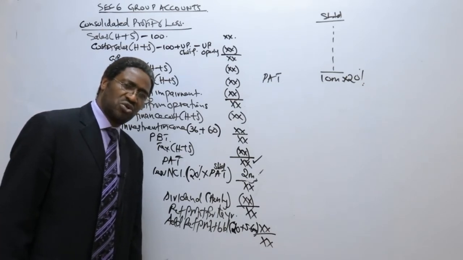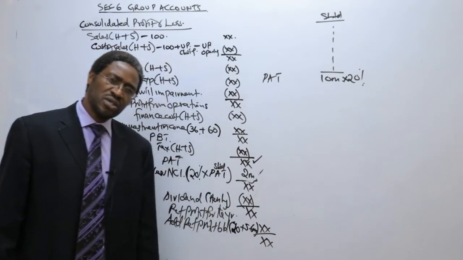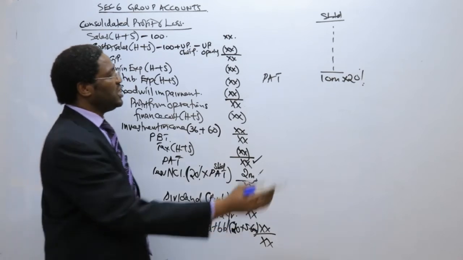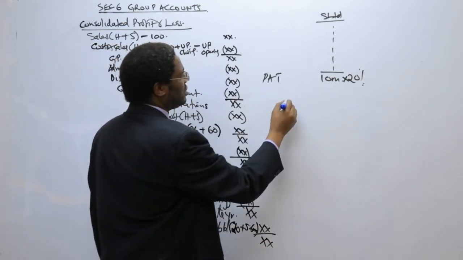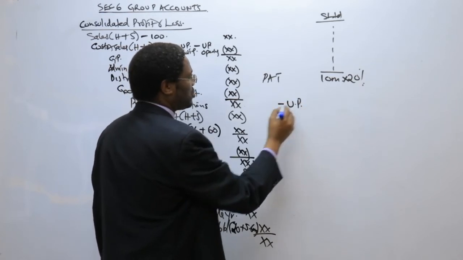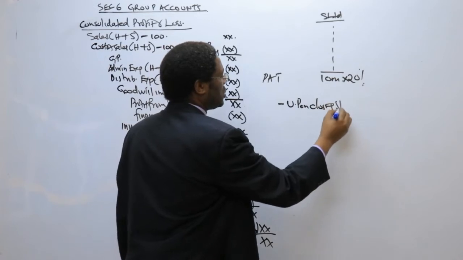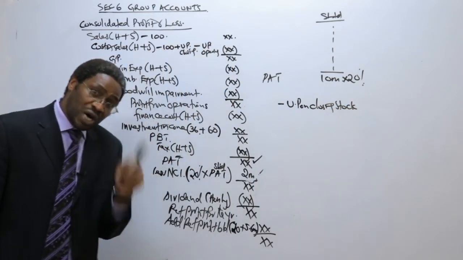Of course, this is not a new topic. You must have done it in your section 3. So what are some of those items? One of them, as you know from your section 3, is when there is what we call unrealized profit on closing stock. Unrealized profit on closing stock.